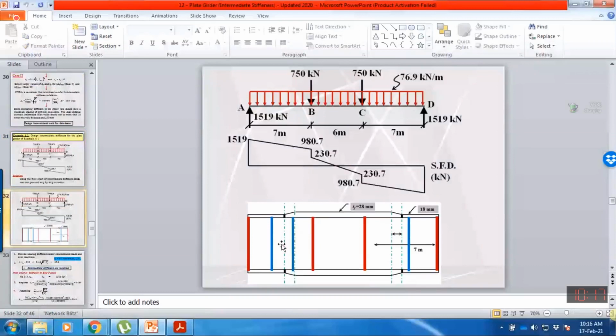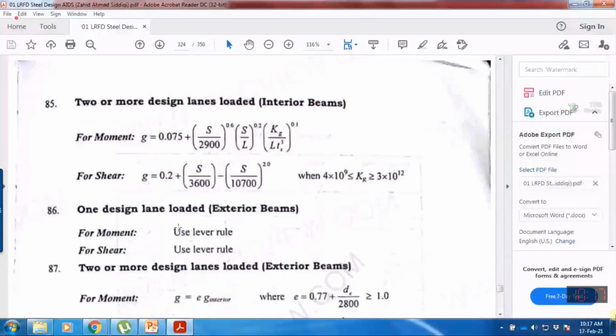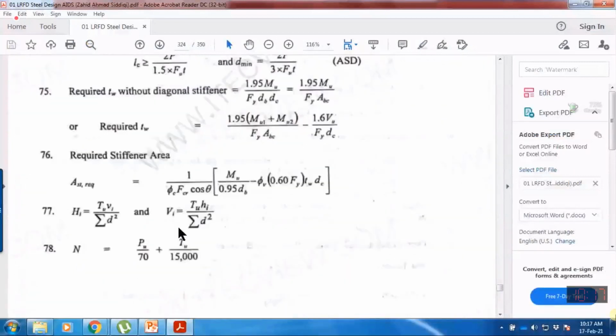So what procedure we need to adopt, we are going to discuss. Here you don't need to memorize this design flow because this complete design flow is also given in the LRFD design aid from page number 325 onward. So you need to follow that design flow. It was given on page number maybe 330.